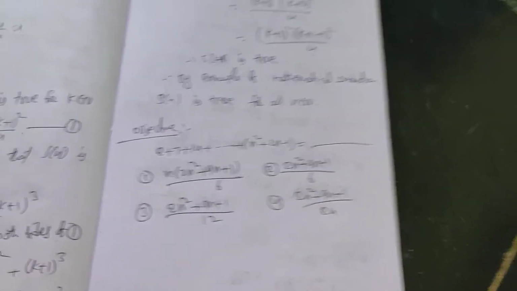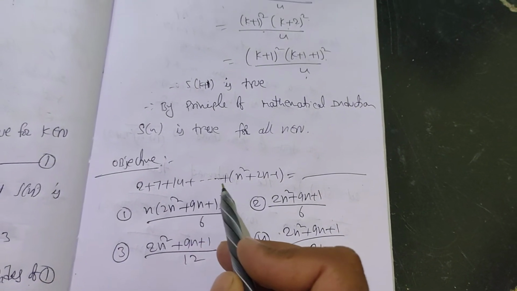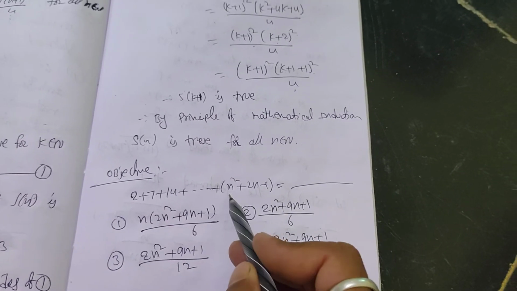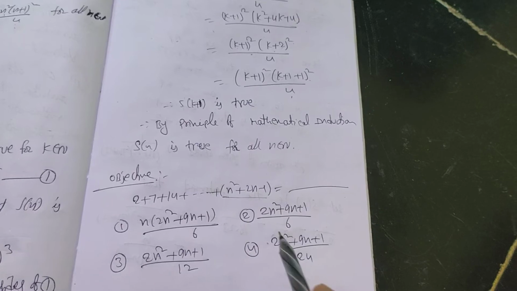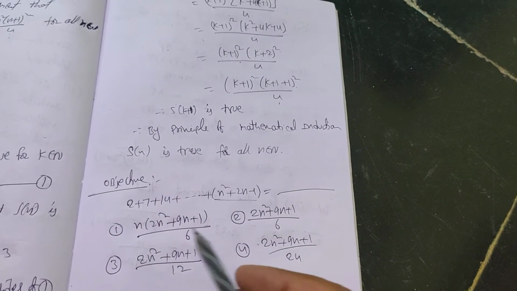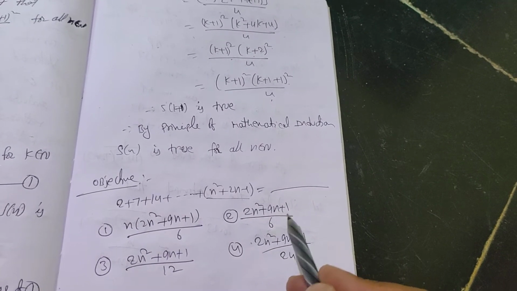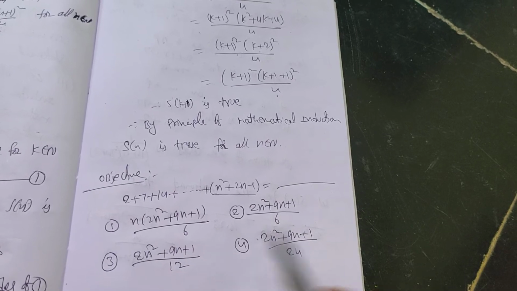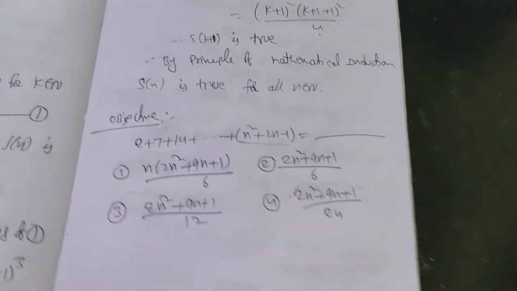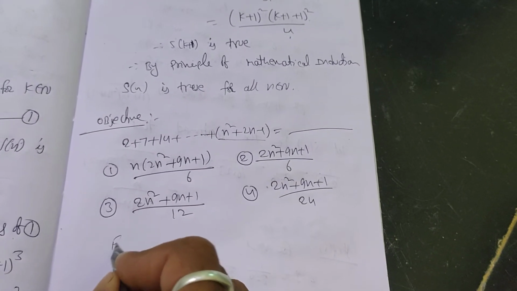So suppose they give an objective question: 2 plus 7 plus 14 plus and so on plus n square plus 2n minus 1 is equal to dash. Here they have given the nth term also, no problem. If they give it without the nth term also, we can do this problem. See here the options: n into 2n square plus 9n plus 1 by 6, 2n square plus 9n plus 1 by 6, 2n square plus 9n plus 1 by 12, fourth one 2n square plus 9n plus 1 by 24. So how to verify? It's very simple. First, for n is equal to 1 you take.